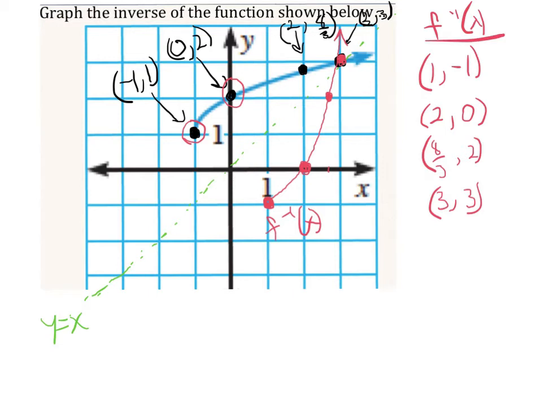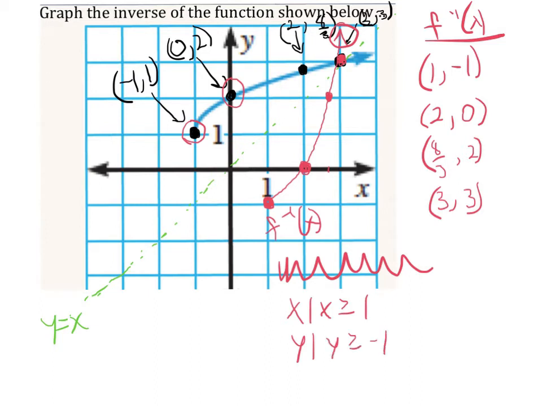Now my domain would be all values to the right of 1, because you see this arrow, it would keep going on. So my new domain of this is all x's provided that x is greater than or equal to 1. And my new range is y greater than or equal to -1, because there's no y values that are going to be down here. They're only going to be above that point there.